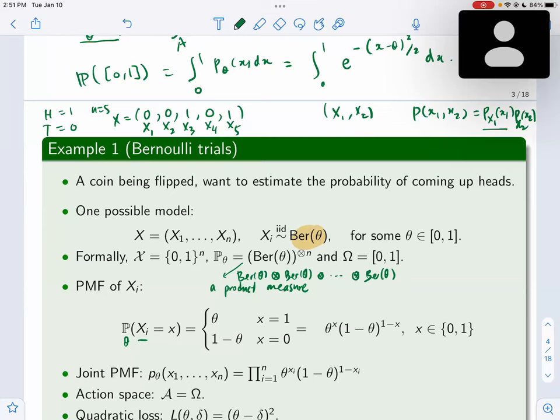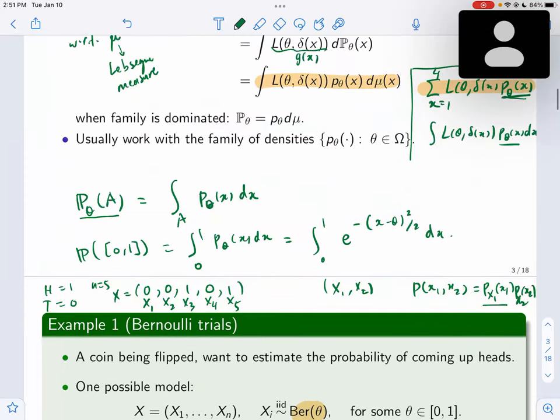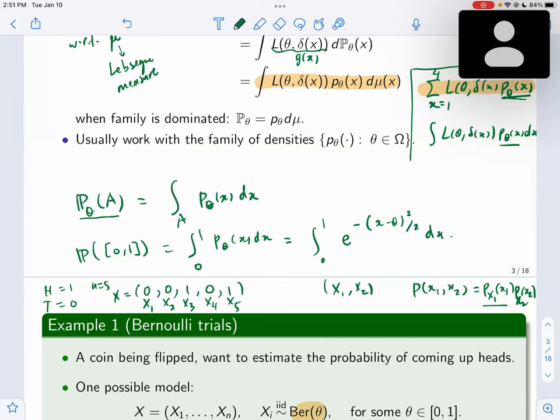Question. Yes. What's the difference between the little p theta, the joint PMF, versus the families for the xi? Between this and this guy? Okay, so that's the distinction I made here, right? So this is the probability measure. So it's a set function assigning probability to sets. This is the density, right?